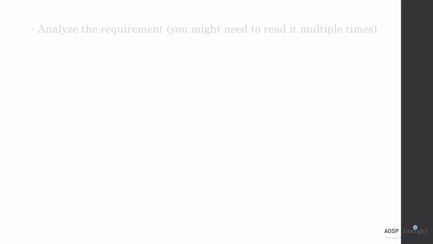The first one is analyzing the information. Usually there is a requirement that you need to fulfill. My suggestion is that you read it multiple times. That's the first step, analyzing the information. Analyzing information means that you need to know which part of the information or requirement is more critical.